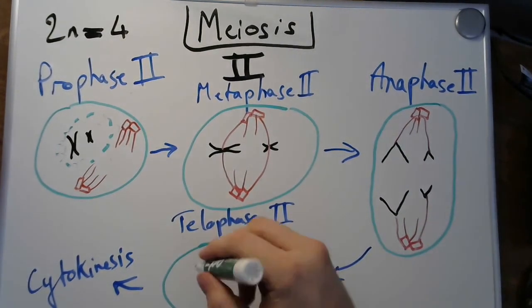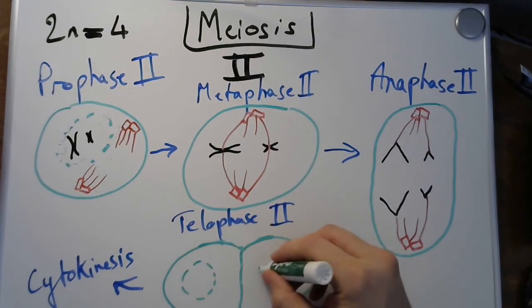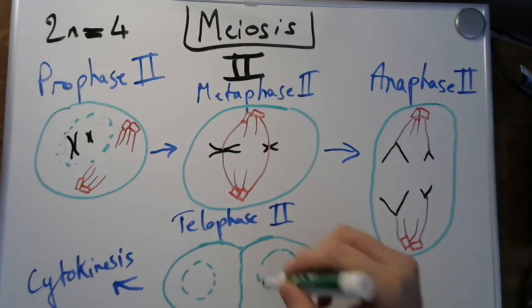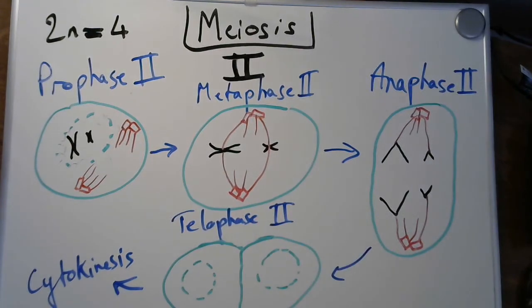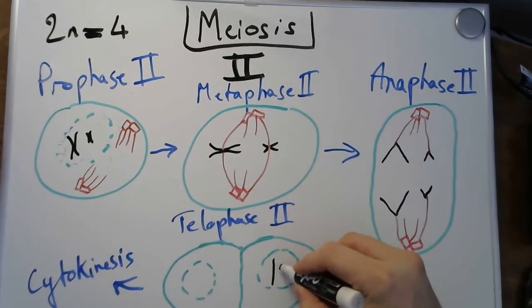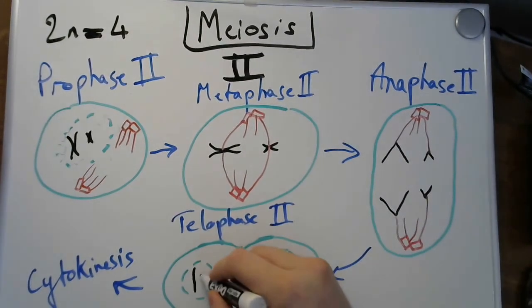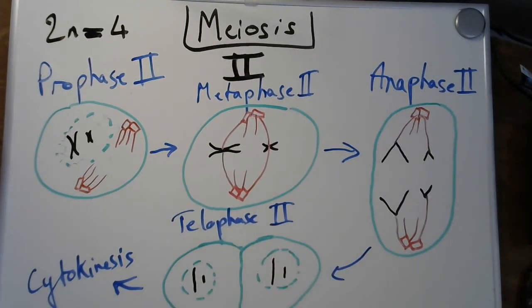In those cases, you now have the nuclear envelopes reforming around the packs of chromosomes. And in that case, we now have one long leg and one short leg, one from each pair. And now our cell went from 2n equals 4 to n equals 2.